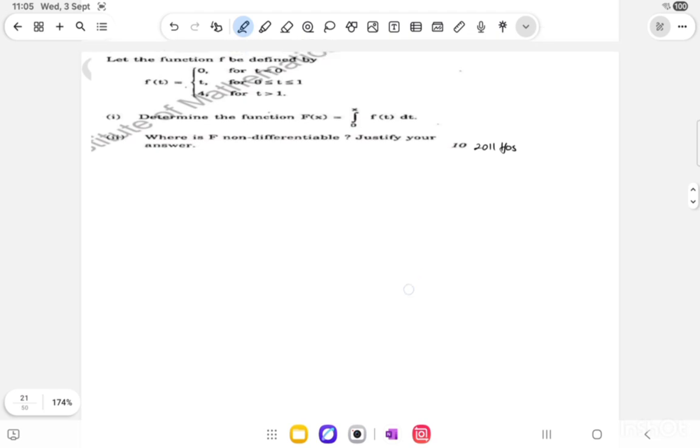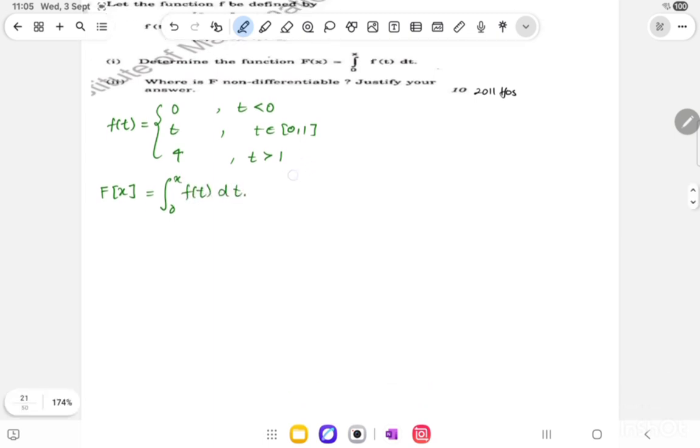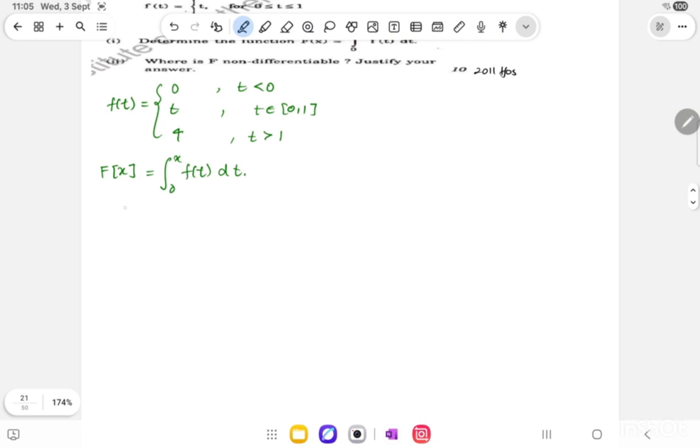The next question says that f(t) is a function such that it takes value 0 when t is less than 0, t when t is in the closed interval [0, 1], and 4 when t is greater than 1. And we are supposed to calculate a function capital F(x) that is defined as the integral from 0 to x of f(t). So in this as well we can construct cases.